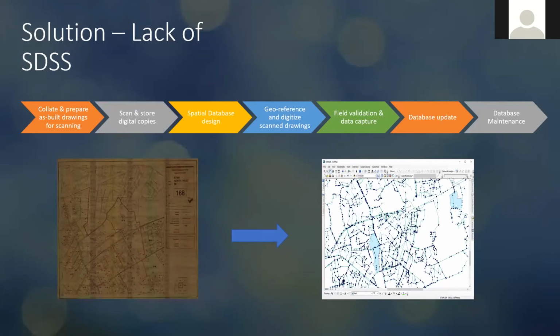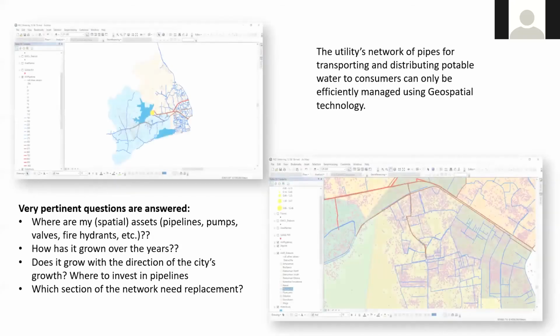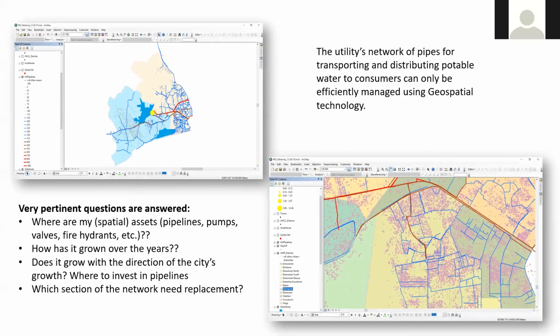Not only did we do this alone, but like I mentioned, there were very key people who had good knowledge of the network. So during field validation, we would capture the location of these pipeline assets and the appurtenances within the distribution network. And from this, we gradually built a spatial database of the pipeline network.